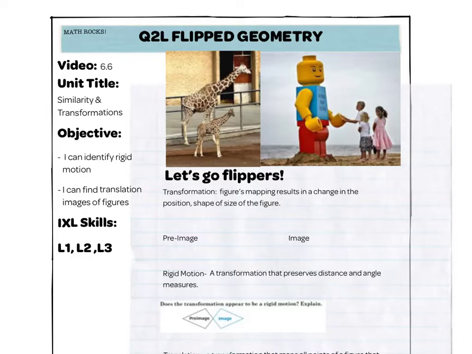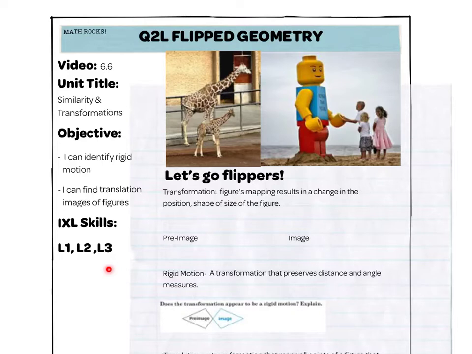The objectives today are: I can identify rigid motion, and I can find translation images of figures. Remember, the IXL skills you should be focusing on are L1, L2, and L3. All right, let's get right to it.